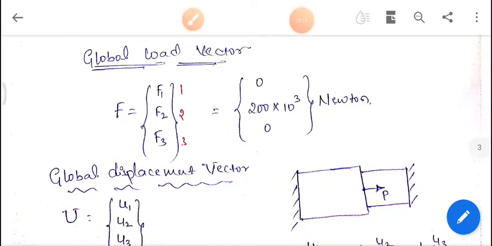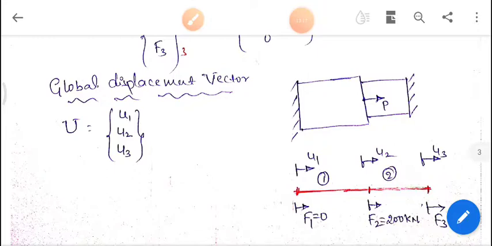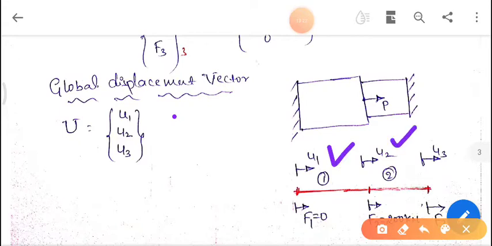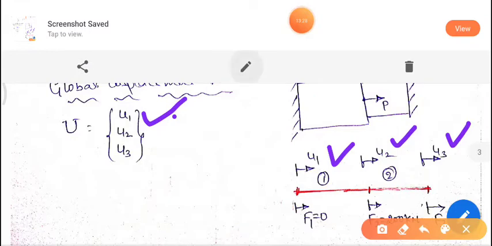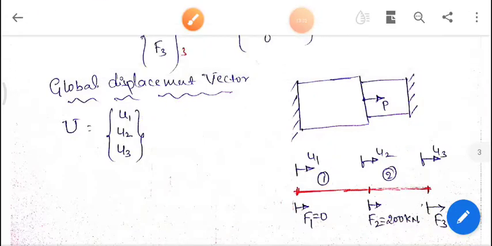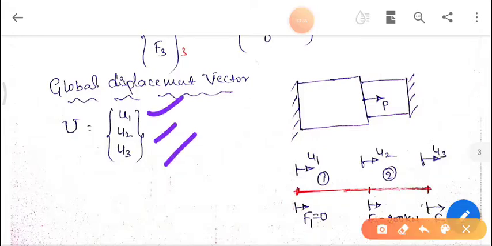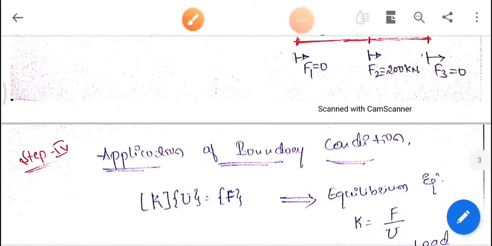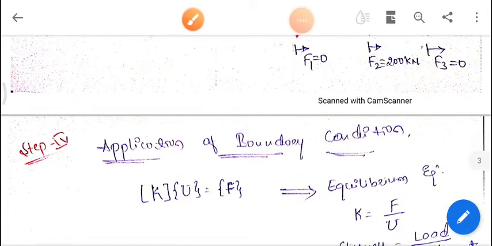Next we need to go for the global displacement vector, that is the displacement at node 1 given by u1, at node 2 u2, at node 3 u3. That is what I have written, u1, u2, u3. Once you form this, the next step is the application of the boundary condition.